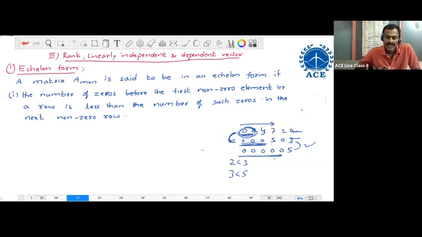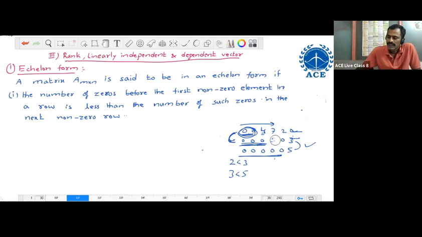A matrix A m cross n is said to be in an echelon form if, after if, we are writing two conditions. Out of two, the first condition is already written. The first condition is like this: the number of zeros before the first non-zero element in a row is less than the number of such zeros in the next non-zero row.